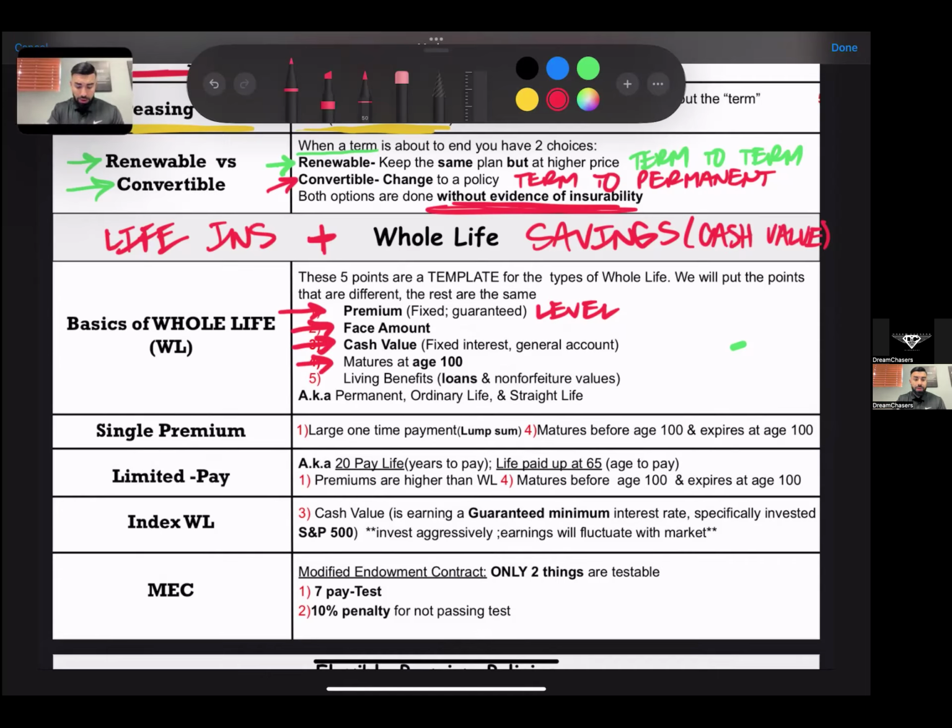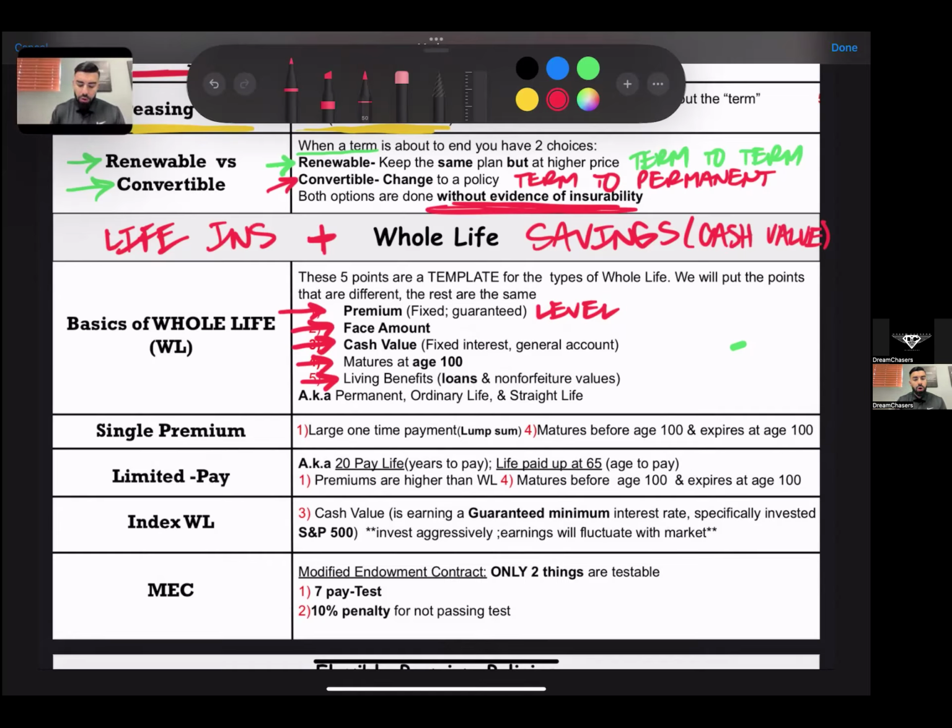Once I'm done here, I'll give you guys an example of what they mean by it matures at 100. And then the fifth is that there are living benefits. What they mean by living benefits is that because there is cash value, there is money that's being saved, you can borrow some of that money by taking out a loan, which are living benefits, meaning it's money that you can borrow from the policy while you are living.